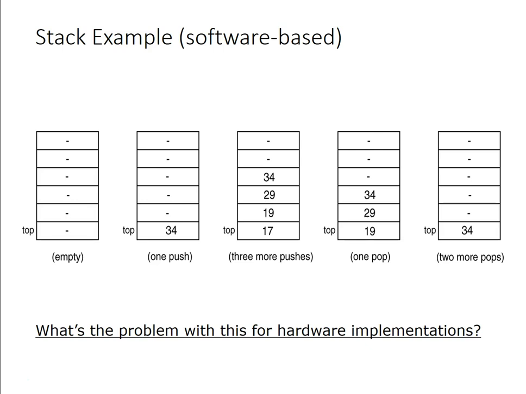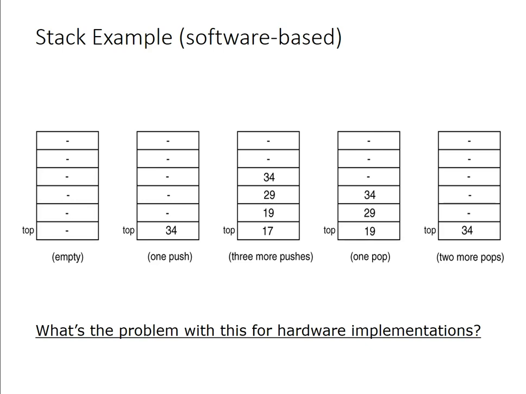Then if I want to pop data from the stack or remove data, when I do a pop, I'm going to get the last data that was pushed onto it. In this case, it was a 17. If I do 2 more pops, I'll take off those last 2 pieces of data, and now I'm back to having just 34 at the top of my stack. So this is one way that we could implement a stack.